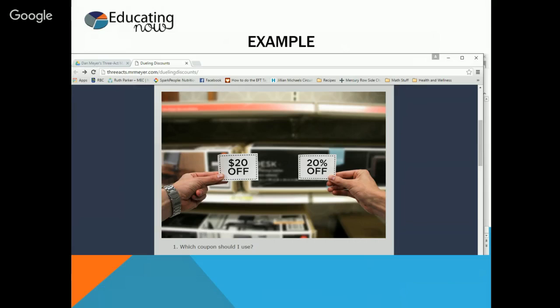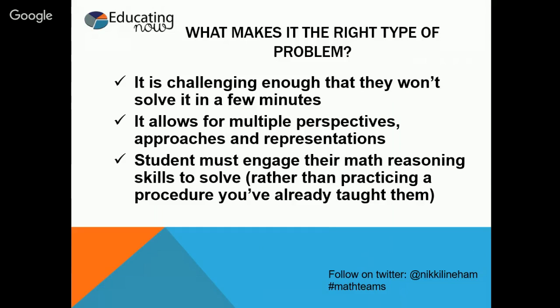So this is what we gave them. Is it better to have 20% off or $20 off? So which coupon should I use? And very quickly, which is exactly what we wanted, students said, hey, we don't have enough information. But what makes the problem the right type of problem is that it is challenging enough that they won't be able to solve it in just a few minutes, but it allows for multiple perspectives and approaches.